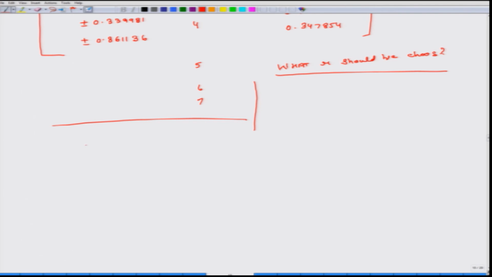So first thing is, find p. What is p? p is the order of the polynomial in f hat. In f hat it is the order of the polynomial. So that you can figure out.